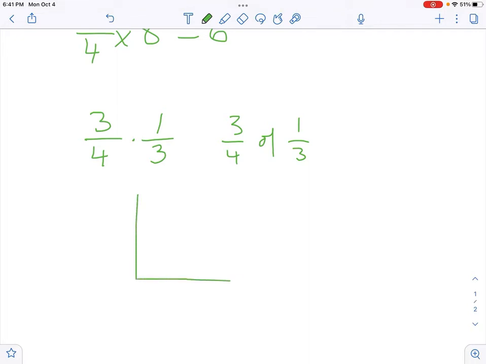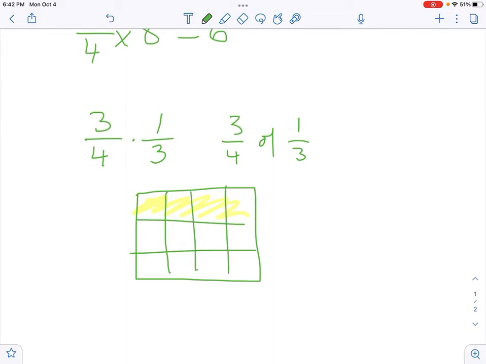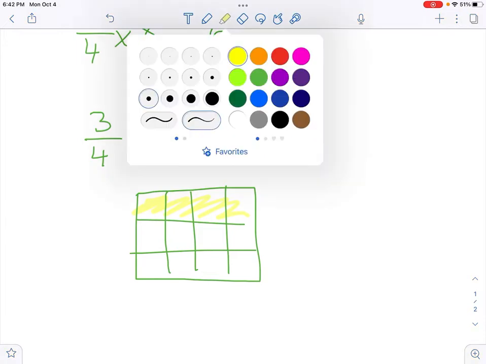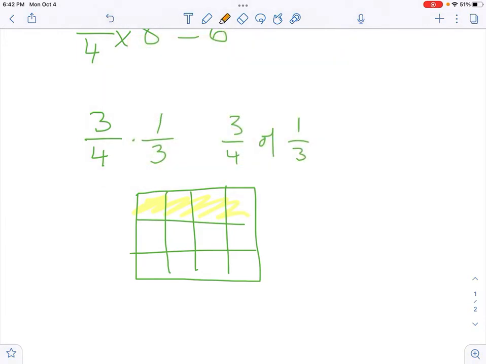The way I'm going to do it is I'm going to draw a box, and I'm going to divide my box into thirds. And so I'm going to highlight 1/3. So there's 1/3. And now I want 3/4 of that. Well, the way I can sort of visualize that is dividing the box in the other direction into fourths. 1, 2, 3, 4. And now I'm going to highlight in a different color. I'll highlight in orange.